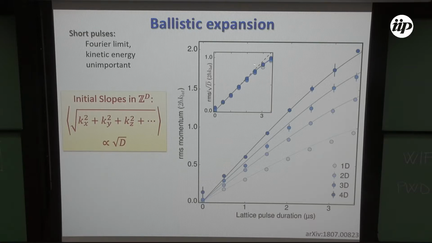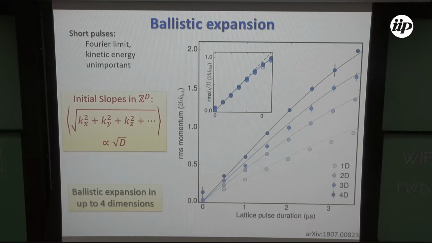The deviations here at this point come in when the Fourier width of the pulse gets smaller, such that kinetic energy starts to play a role. So to go further here, what we now have to do is go to pulse sequences, where we hit the system with a whole sequence of pulses and explore this 4-dimensional space quite a bit bigger.